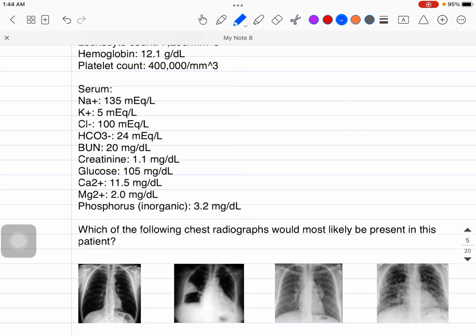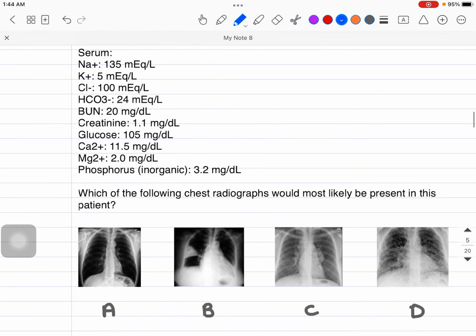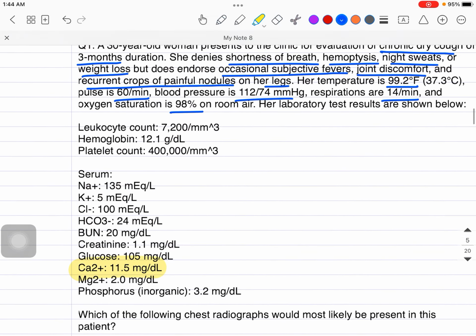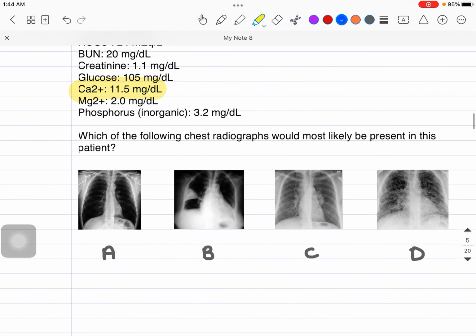Sodium is fine, potassium is fine, chlorine is fine, bicarb is fine, BUN and creatinine levels are under control. Okay, glucose, calcium. Look at the calcium levels, guys: 11.5. So a bit elevated over here, I would say, and phosphorus 3.2. Which of the following radiographs would you consider for this particular disease?